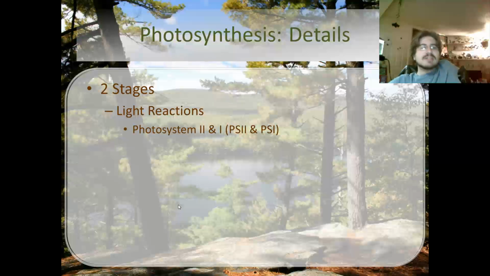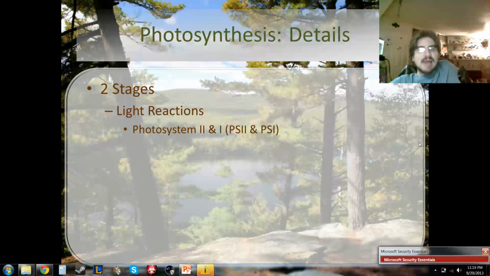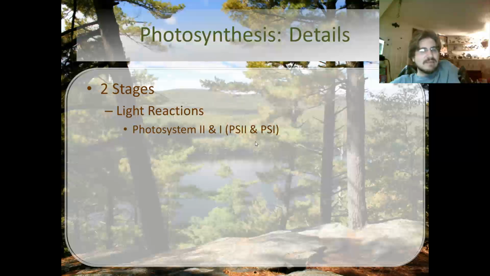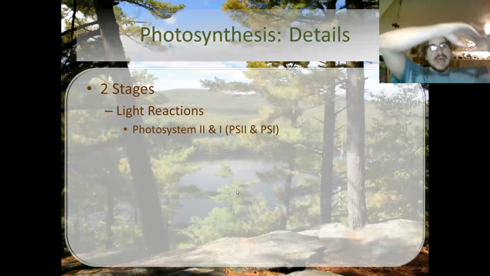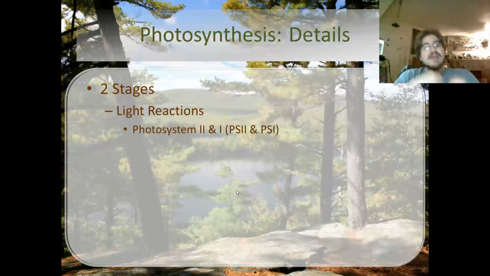The light reactions consist of photosystem 2 and photosystem 1, or PS2 and PS1. Yes, I in fact did intend to write them that way. Why, you ask? Well, photosystem 2 happens first. That's right. During the course of the light reactions, light's absorbed and photosystem 2 occurs. Then once photosystem 2 finishes, the products are transferred to photosystem 1, which then finishes up.